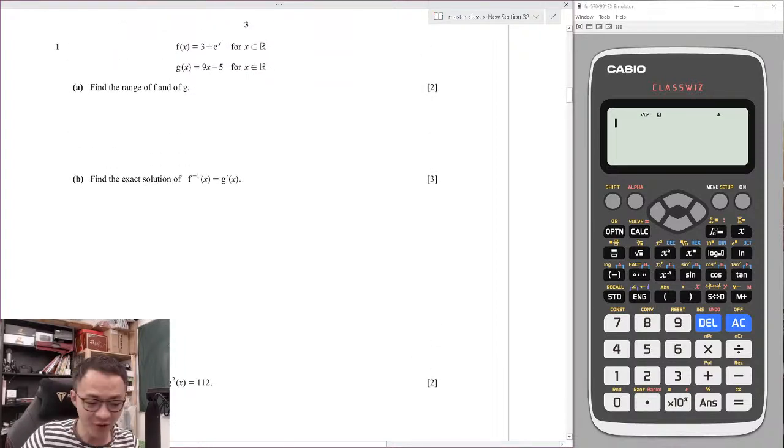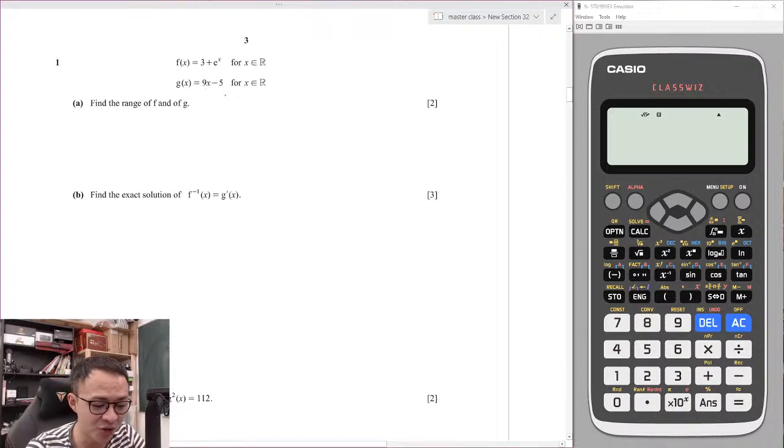In the first question, they tell you f(x) is 3 plus e power of x, and x is an element of the real numbers. That means it includes from negative infinity to positive infinity on your x-axis. Same thing, g(x) is a straight line, and x is an element of the real numbers as well. That means your domain is from negative infinity to positive infinity here.